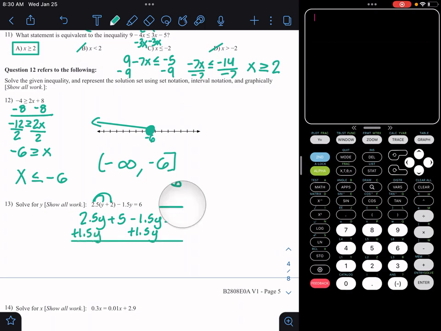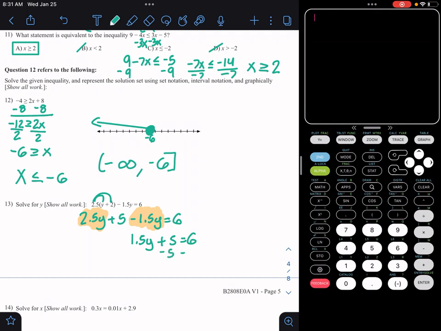Ooh, I was about to make a mistake. These are on the same side. Whenever something is on the same side, you don't do opposite operations. You just combine the like terms. 2.5 minus 1.5 is just 1.5y plus 5 equals 6.